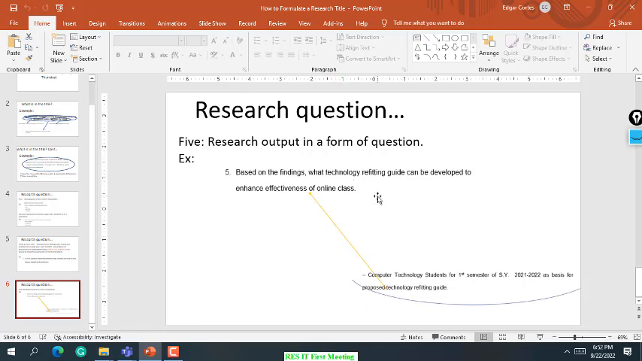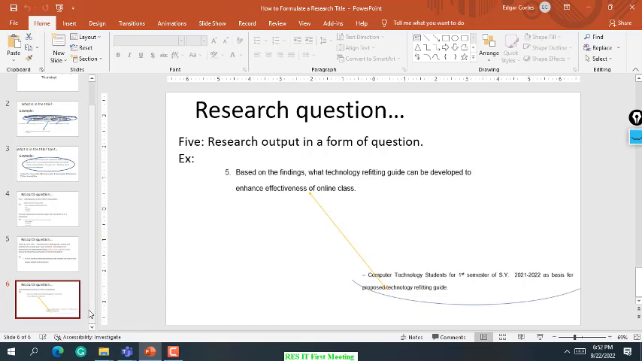And then of course, the last, sometimes we label this one problem number 5 or problem number 6. Based on the findings, what technology or what intervention. So basically, this question refers to the output. A refitting guide can be developed to enhance the effectiveness of the online class, because we're talking here about effectiveness. So here is the output of the study.